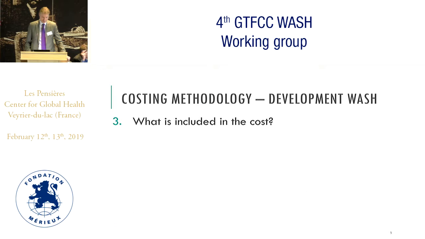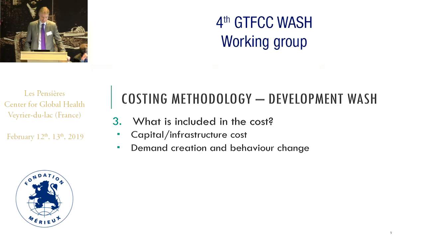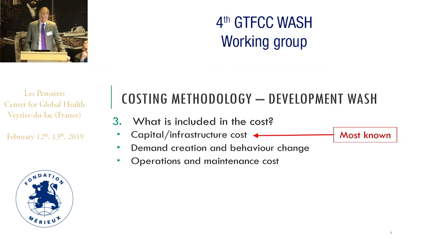So the third question is, what is included in cost? There are many different types of cost. So there's capital and infrastructure cost, there's demand creation and behavior change cost, and there's operations and maintenance cost. And this is more at the community level. Obviously, there are the policy and systems strengthening costs, which will be mentioned later. But in terms of having global availability of these data, it varies quite a bit. So the most is known about the capital and infrastructure costs, because we have national and international standards and quite a lot of data on that.